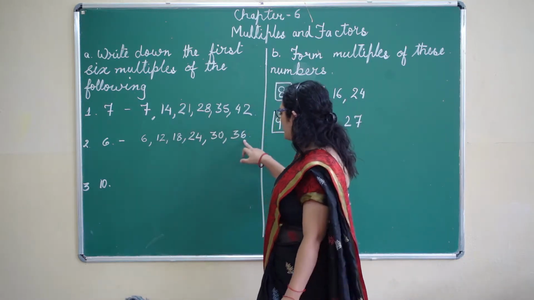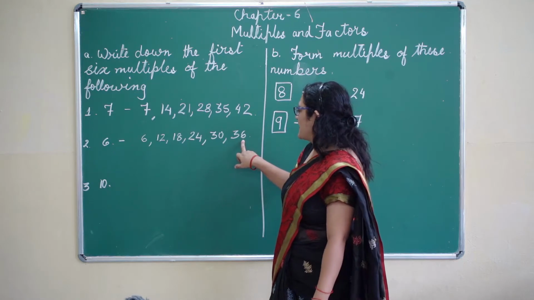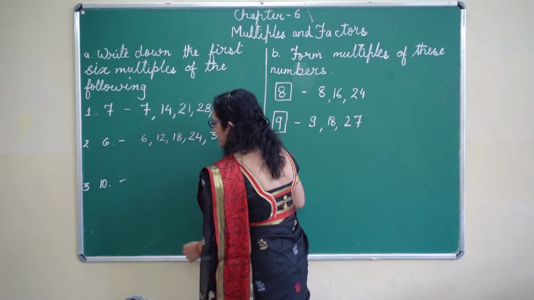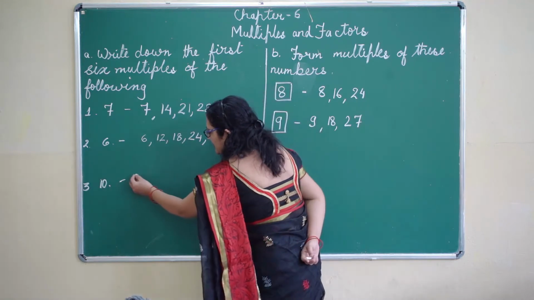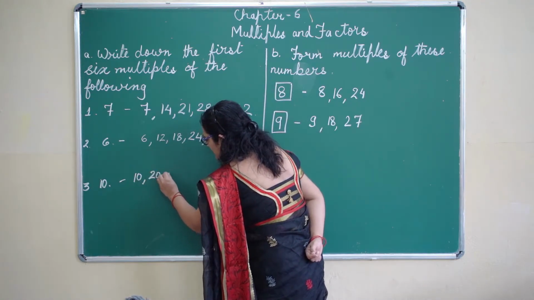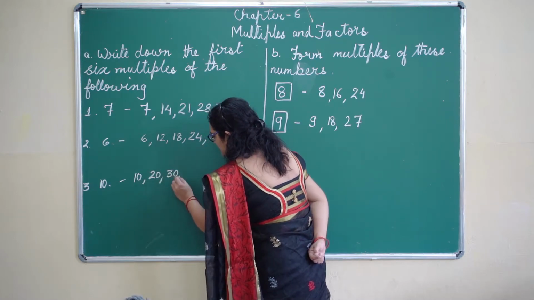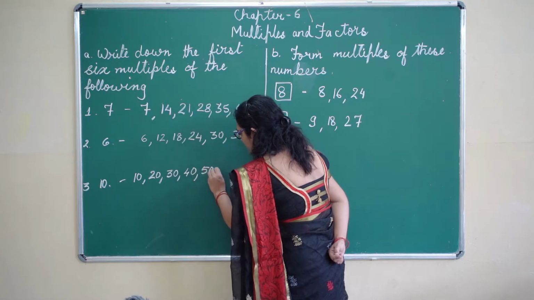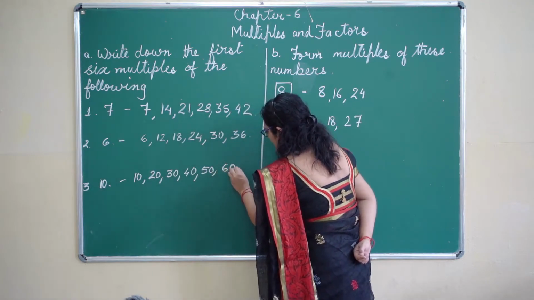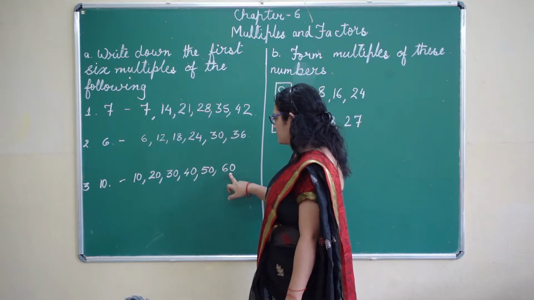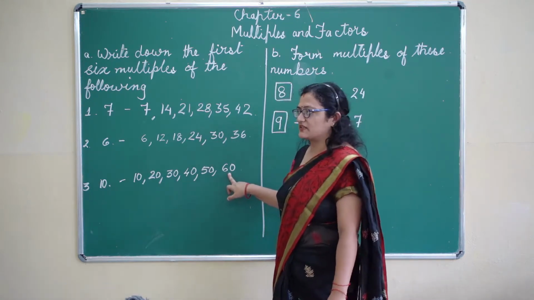Till how much we have to write, 6 multiples, right? So we have written till 6. 6 sixes are 36. Next you have to write the multiples of 10. 10 ones are 10, 10 twos are 20, 10 threes are 30, 10 fours are 40, 10 fives are 50, 10 sixes are 60. So these are the multiples of 10. Till 6 multiples we have to write. So 10 sixes are 60.